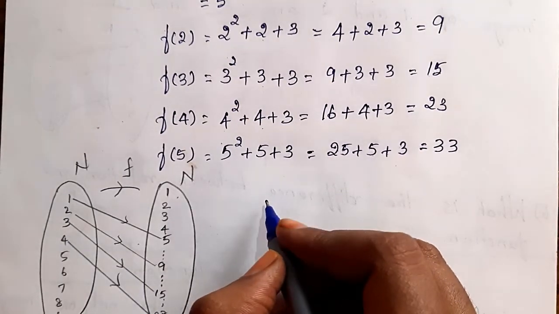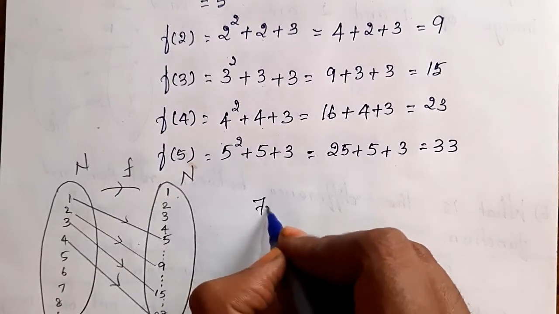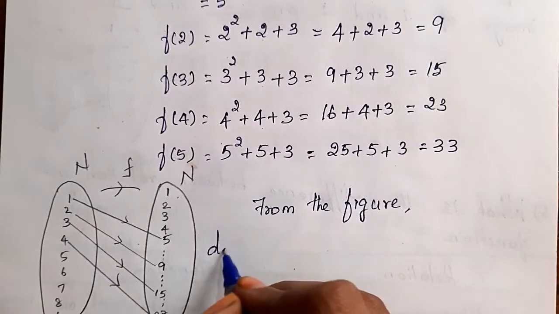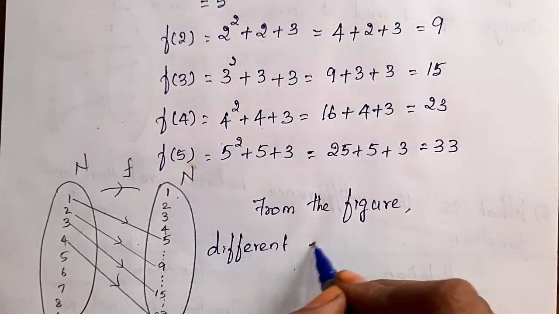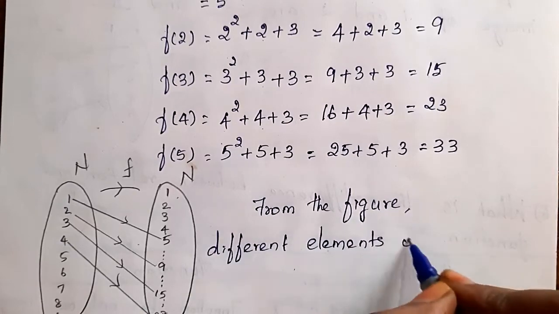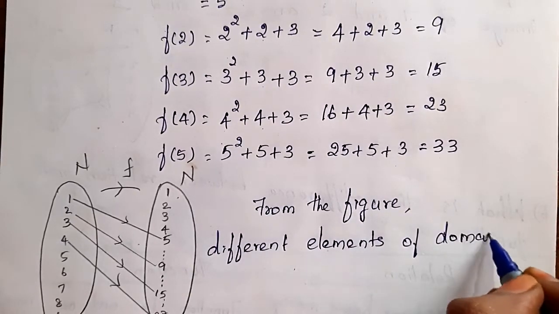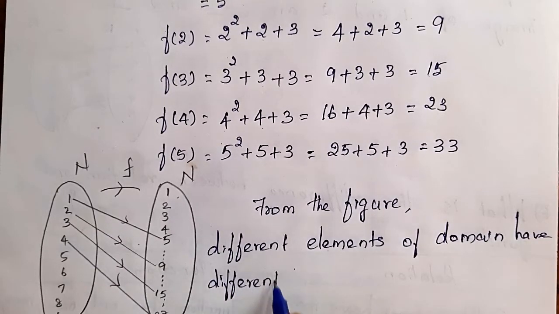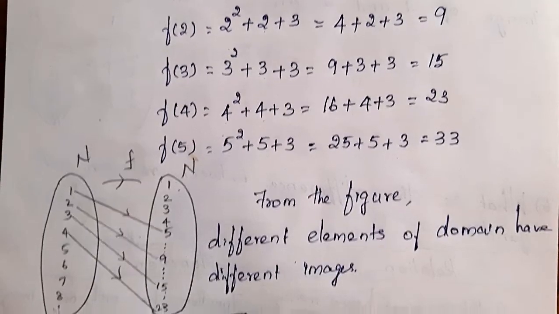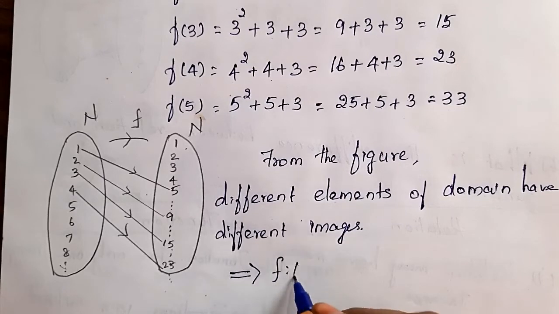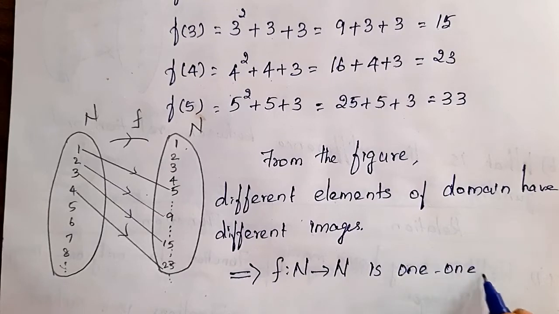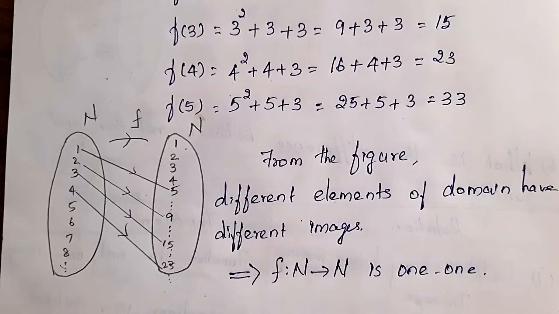So first we have to write the definition. So from the figure, different elements of domain have different images. So this implies f from N to N is a 1-1 function. Okay.